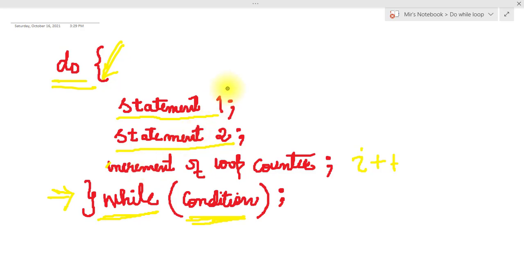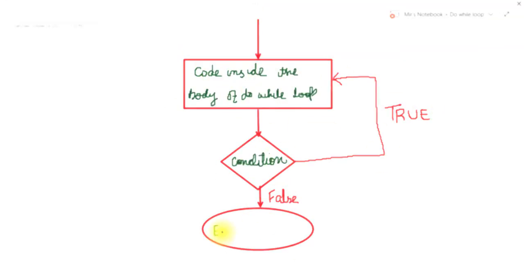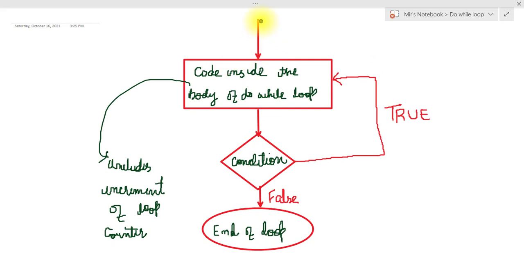So let's have a look at the flowchart of this do while loop. As we enter the loop, first we have the do keyword, and then the code inside the body of the loop. It is executed once, and after that we check the condition. If the condition is false, we simply come out of the loop. If the condition is true, then the loop keeps going until the condition is false. One thing to be noted is that the increment of the loop counter is included inside the body of the do while loop, unlike the for loop.